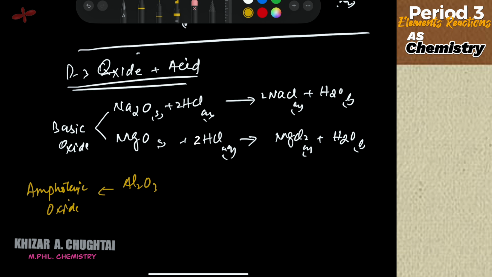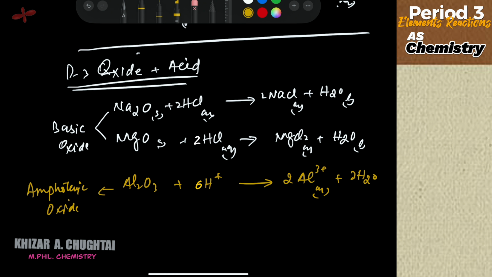First of all, I'm going to react Al2O3 with acid. So plus, let's suppose H positive ion, so it will make Al2O3 plus H positive ion goes to 2 mole of aluminium 3 positive ion aqueous plus 3H2O. This is a simple reaction.